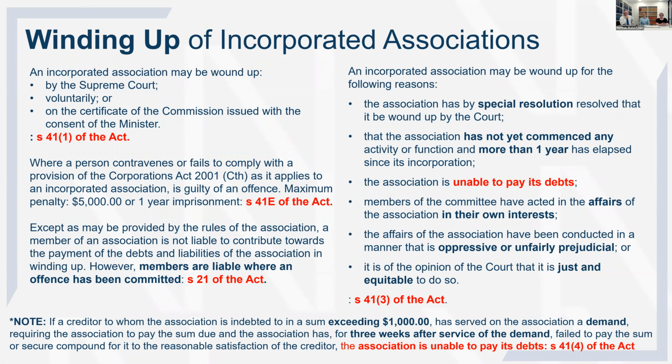And then there's the just and equitable issue as well. Now, this could be the case if the Constitution, and this is why it's important to revisit your Constitution, doesn't deal with how you can deal with a deadlock of the committee, which I'll be surprised if they don't, but if they don't, then you may apply to the court and seek an order for the winding up if there's a deadlock and no decisions can be made for the incorporated association.